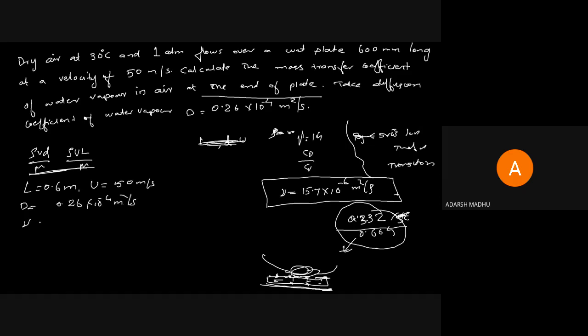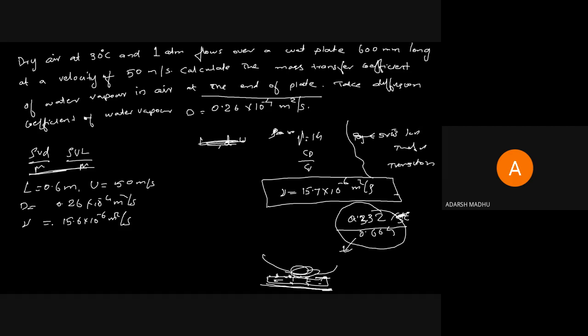Mu value is not given, but you need the value to complete the problem. So you are assuming the standard value, which is 15.6 into 10 power minus 6 meters square per second. We can assume that value. If you assume, you should write it that way: we are assuming, we know that the standard value for kinematic viscosity for air is this. And the temperature is 30 degrees Celsius.